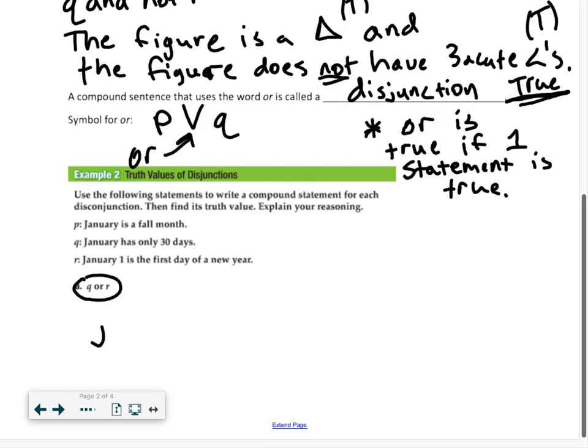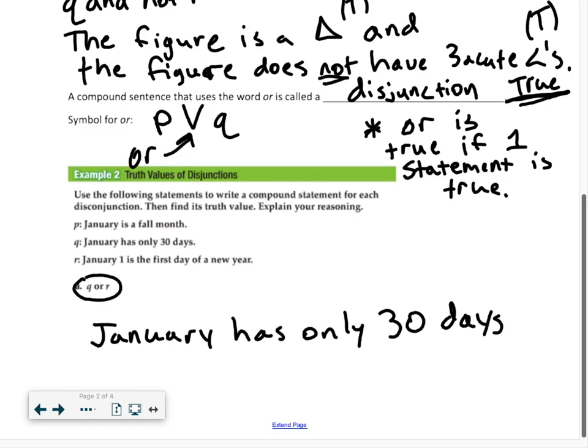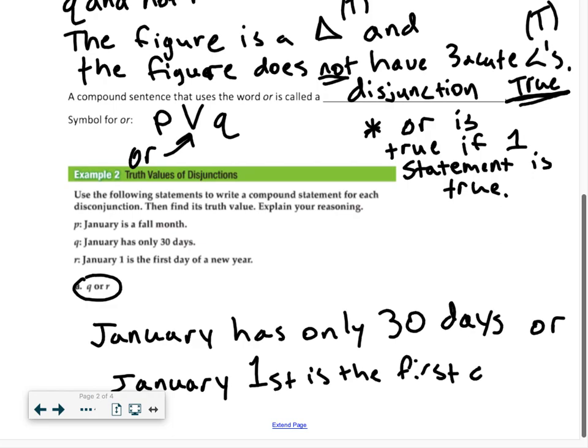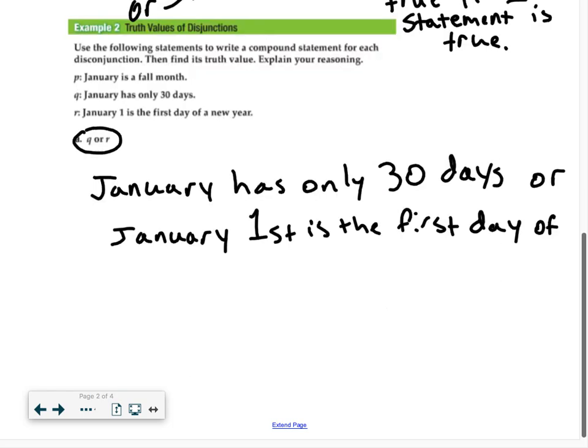So statement Q, let's write it out here. January has only 30 days, or January 1st is the first day of a new year.